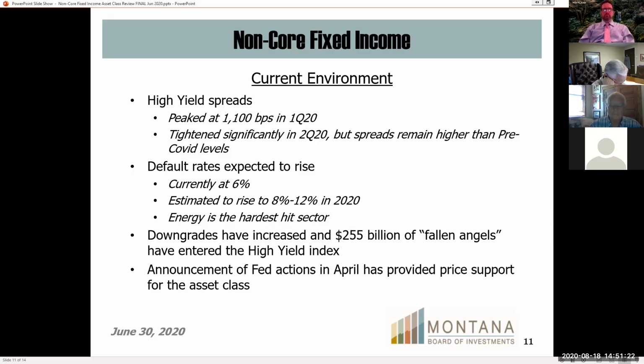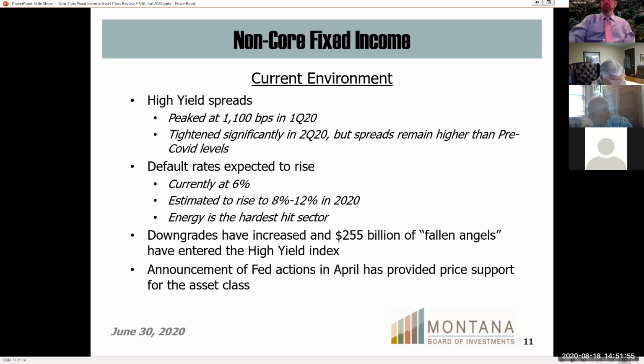Defaults are expected to rise. They're currently at 6%, and some forecasts are calling for default rates of 8 to 12% in 2020, with energy being the hardest hit sector. Downgrades have increased significantly, and about 250 billion of fallen angels have entered the high yield index. A fallen angel is an investment grade bond that's been downgraded to high yield. Ford, Kraft Heinz, Macy's, Delta, some of the big names that have been downgraded.